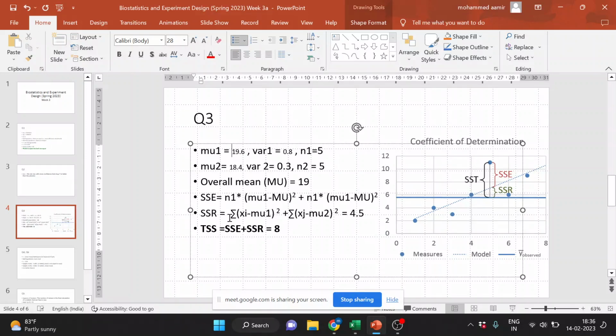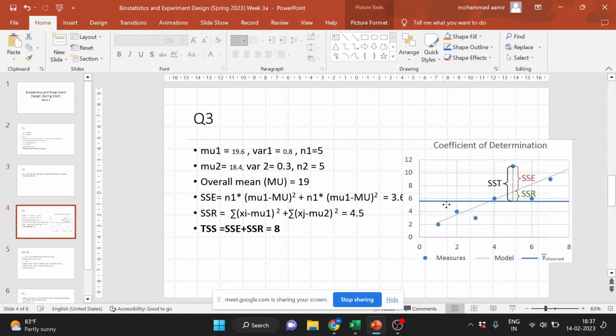And SSR is xi, that is, for each point. We have 5 points in group A, so for each you take the point, subtract it from the overall mean, square it, and keep adding, for all the 5 points, and similarly for all the 5 points of the second group. And you just subtract it from their own mean.